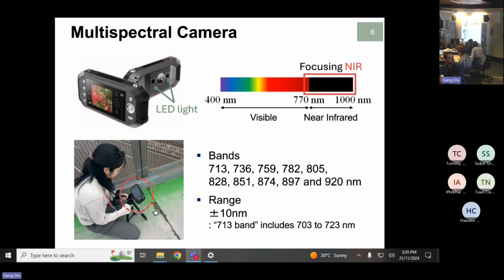And I use this multispectral camera. It has LED lights close to the lens, and it focuses on the near infrared area. It has 10 bands from 713 to 920 nanometers, and the range is plus or minus 10 nanometers. Today's presentation is just a trial at an actual bridge. Now I am doing the same research on specimens, so I will check it as well.